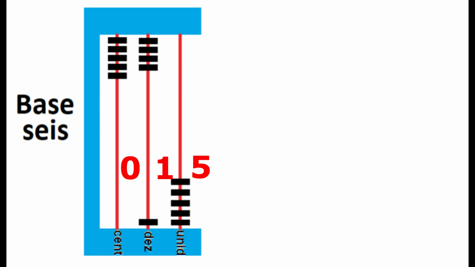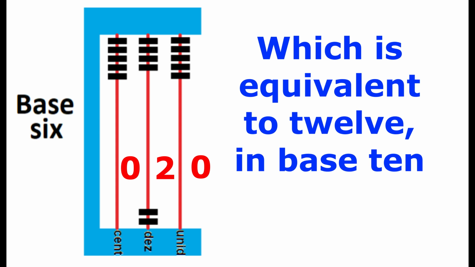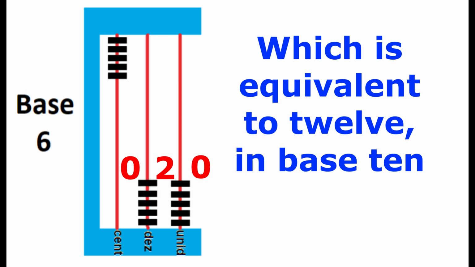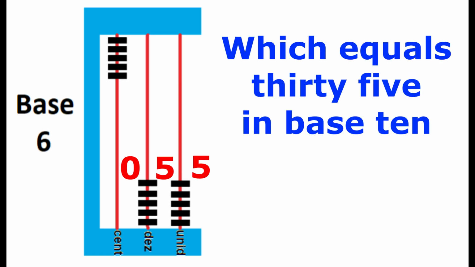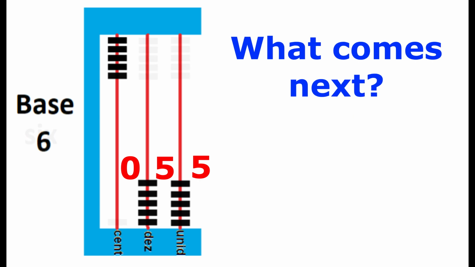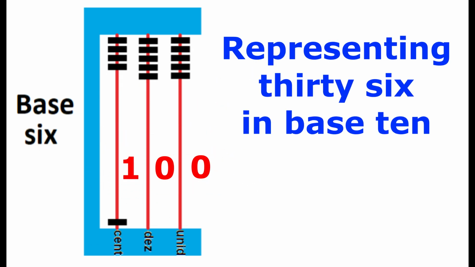The next number is 0, 2, 0, which is equivalent to 12 in base 10. The pattern continues, and the largest two-digit number in base 6 is 0, 5, 5, which equals 35 in base 10. What comes next? It's 1, 0, 0, representing 36 in base 10.